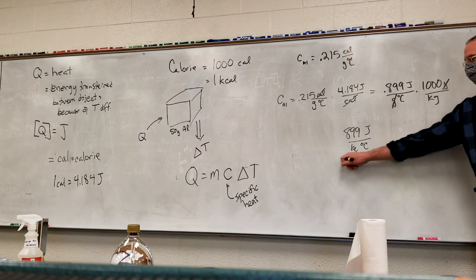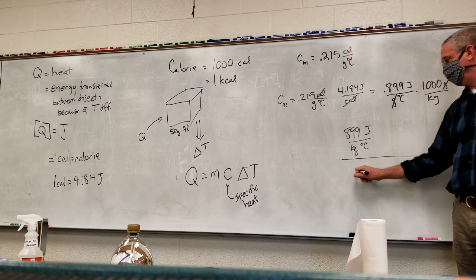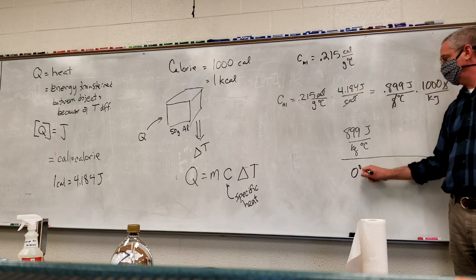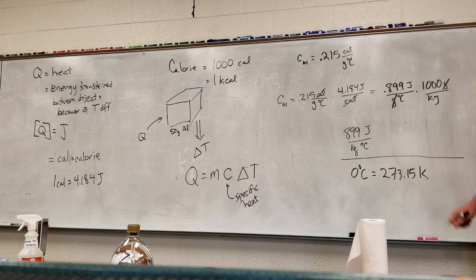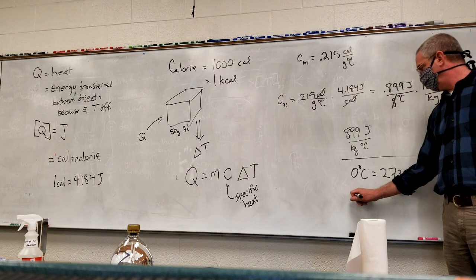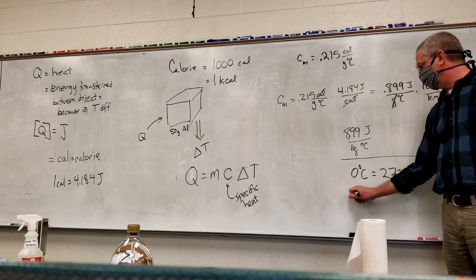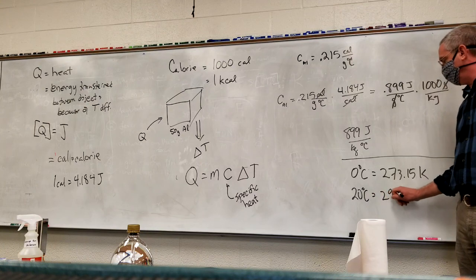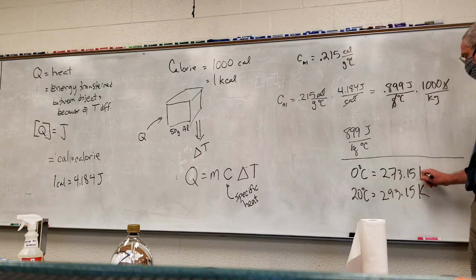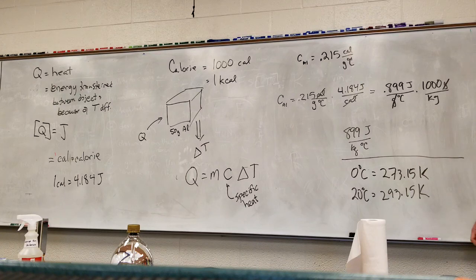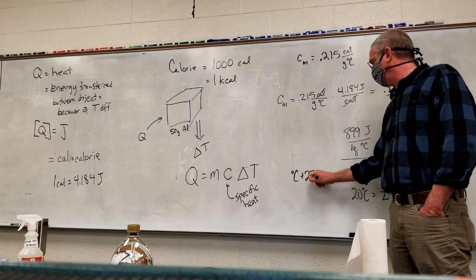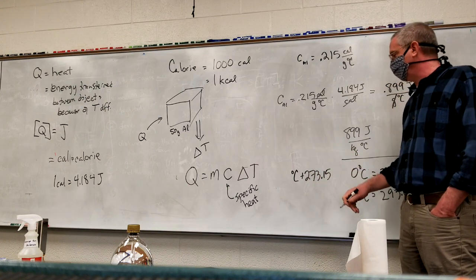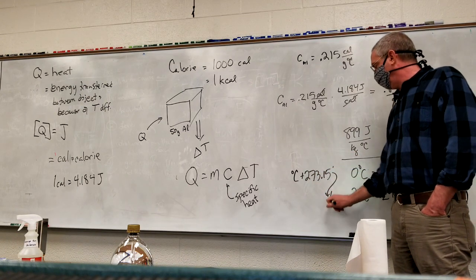So let's go back to the conversion between degrees Celsius and Kelvin. So 0 degrees Celsius is 273.15 Kelvin. 20 degrees Celsius, 293.15 Kelvin. In other words, all I'm doing is I take my degrees Celsius and I add 273.15, often just shortened to 273, and that gets me Kelvin.